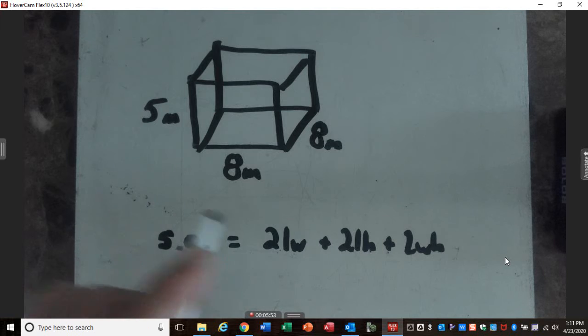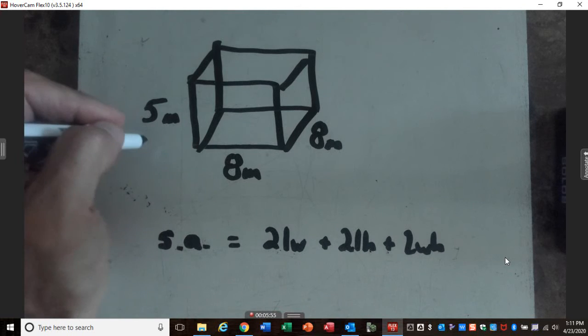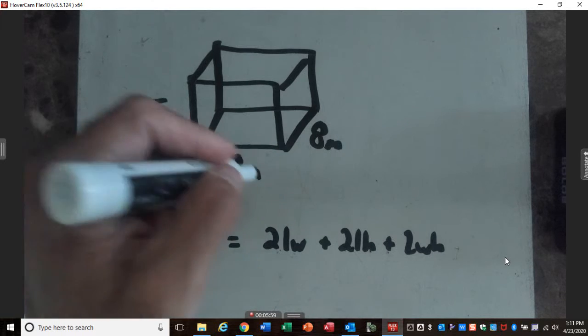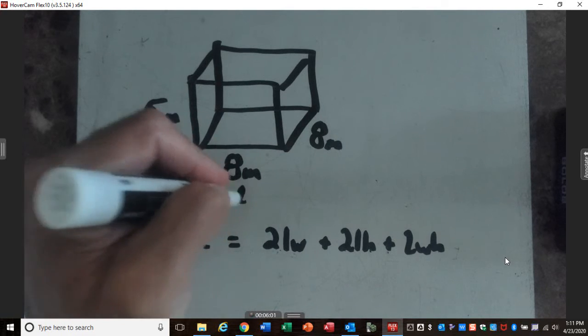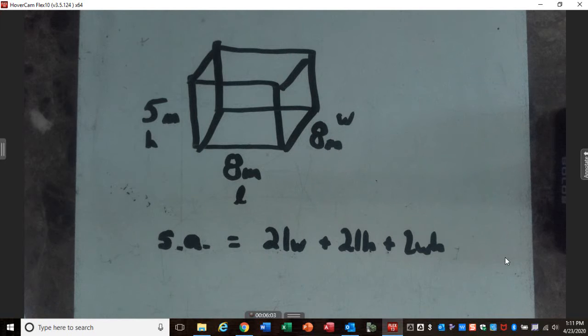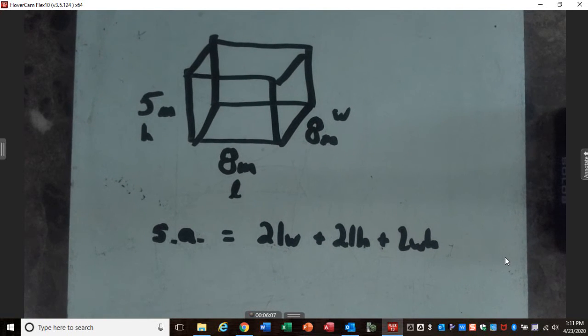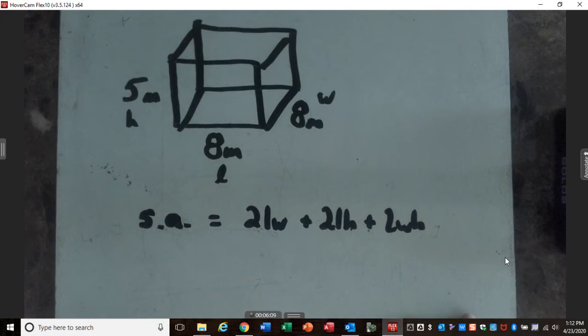So kind of just put your L, W, and H. We'll call this the H. This is the height, how tall it is. The length and the width are really interchangeable. It doesn't really matter which one's which. We'll call this the L, this one the W. At the end of the day, it really doesn't matter which is which. But we'll do it so it makes sense.